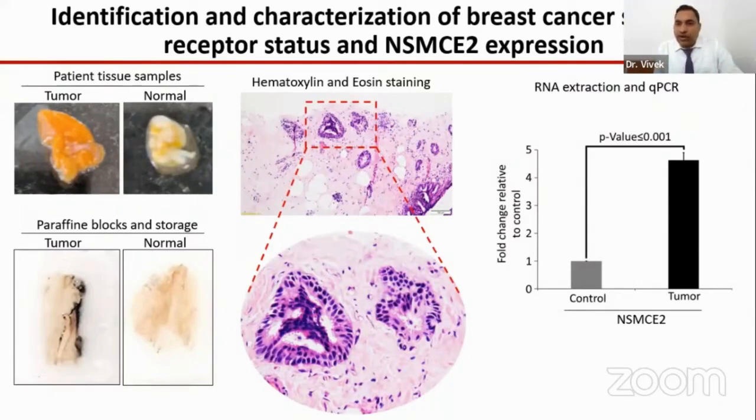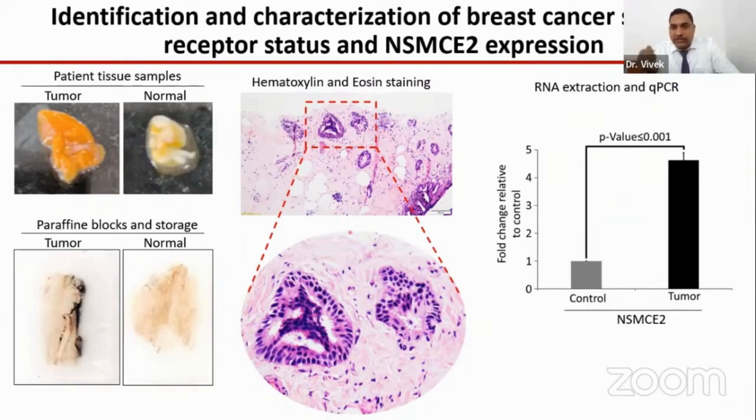But the point which I would like to make here is how exactly we can use this SUMO enzyme for detection, how early we can detect these tumor cells by checking the expression of NSMCE2. For example, we also took a small piece of these specimens, and after purification of total RNA, we synthesized the cDNA and performed qRT-PCR, and you can clearly see approximately a 4 to 5-fold increase in the expression of NSMCE2.